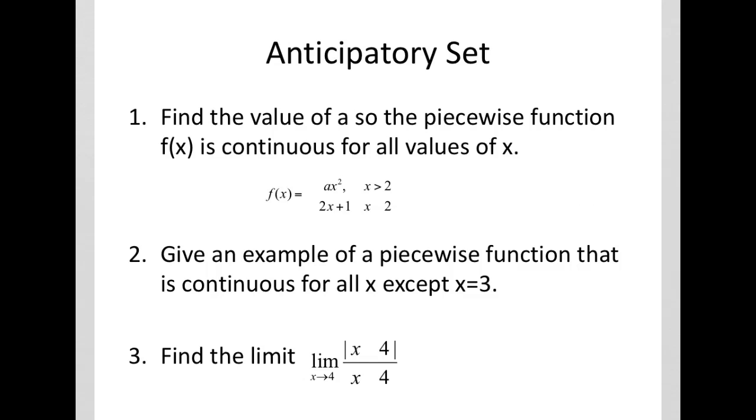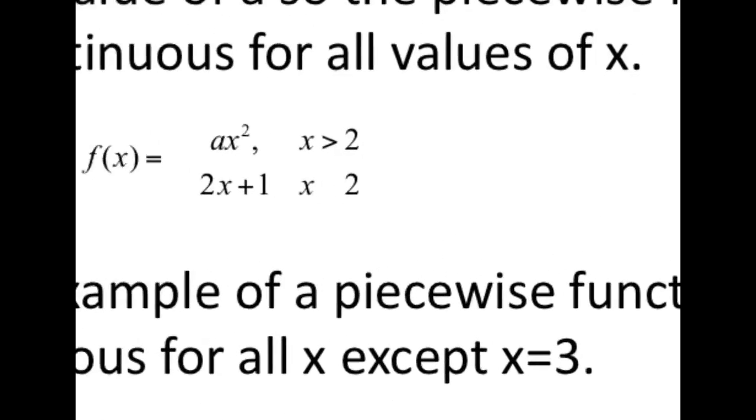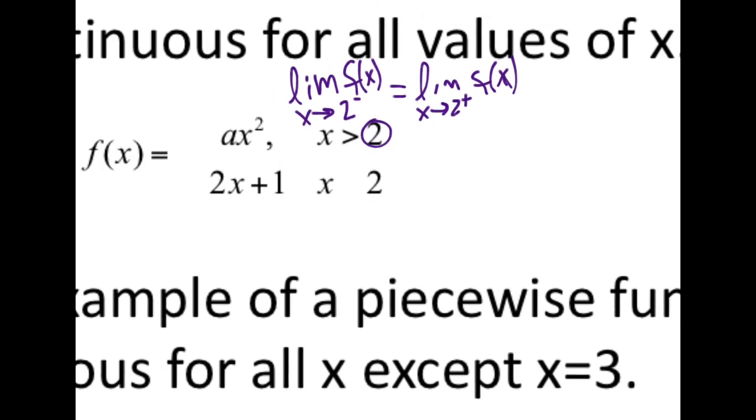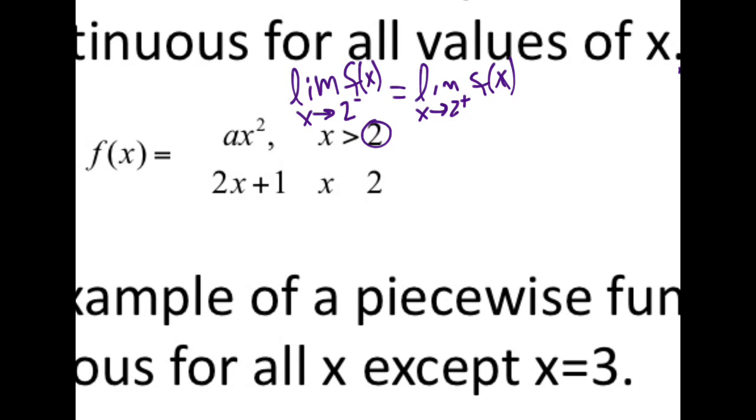So problem number 1, find the value of a so that the piecewise function is continuous for all values of x. So remember, our technique here is to set the two one-sided limits of f of x equal to each other, and we're going to be looking at that x value of 2. So let's look from the left, and let's set that equal to the limit as x approaches 2 from the right. And to do that, all we need to do is set the top branch equal to the bottom branch with 2 substituted in for x.